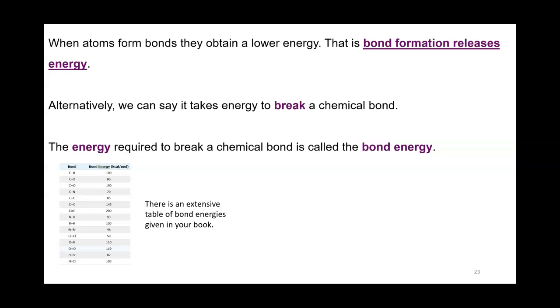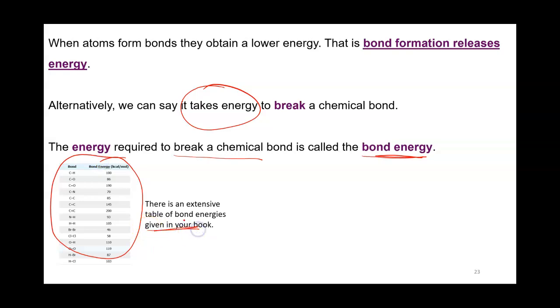If we were to do the opposite process, that is to break a chemical bond, it makes sense to note that it will take energy to break a bond, because it's the opposite of bond formation. So the energy required to break a chemical bond is given a specific name. It's called the bond energy, and you can find extensive tables of average bond energies in your textbook and in other places as well.